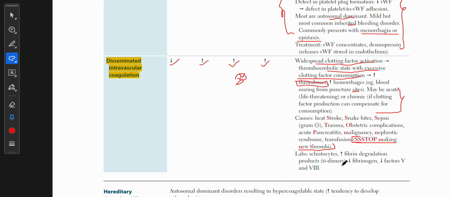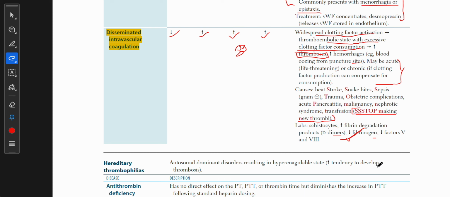The labs show schistocytes, increased fibrin degradation products like D-dimers, and decrease in fibrinogen, decrease in factors 5 and factor 8.